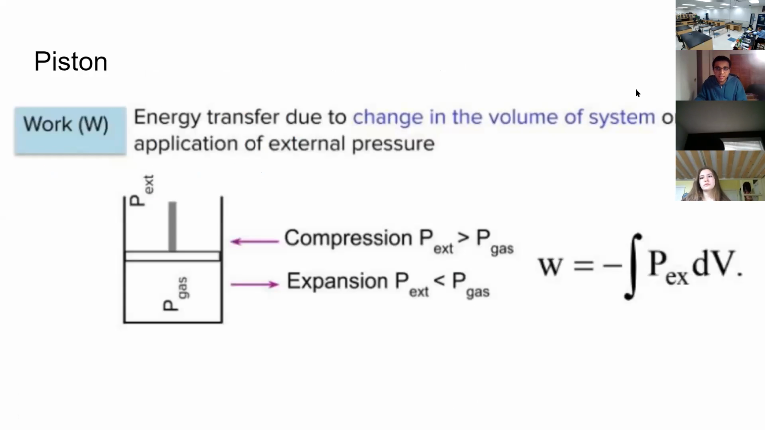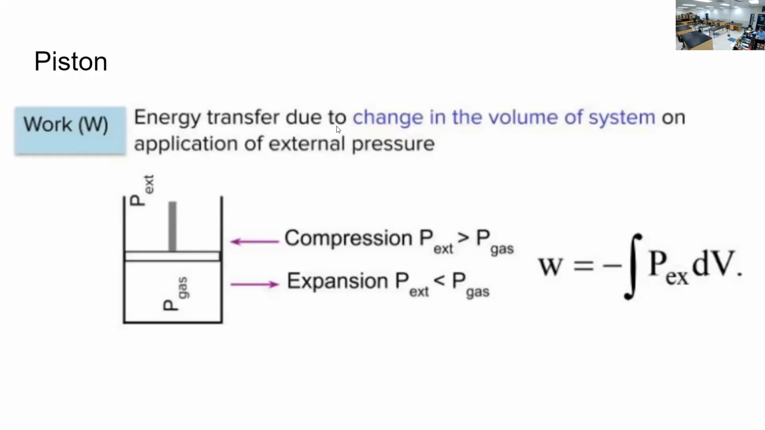Next, we talk about the key example of a piston for work. A piston, so here you can see there's ideas of pressure, right? And the external pressure. So if your pressure external is greater than the pressure of the gas within the piston, then compression can occur. And if the pressure external is less than the pressure of the gas in the system, then expansion will occur. And this actually ties back into work equals pressure times volume.